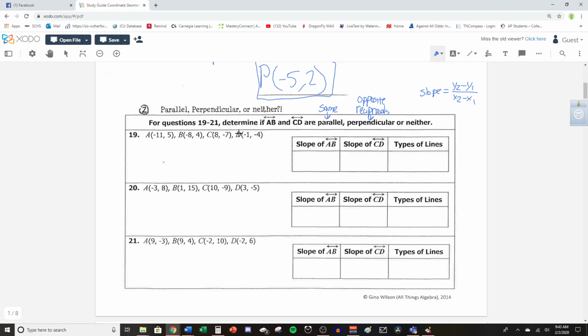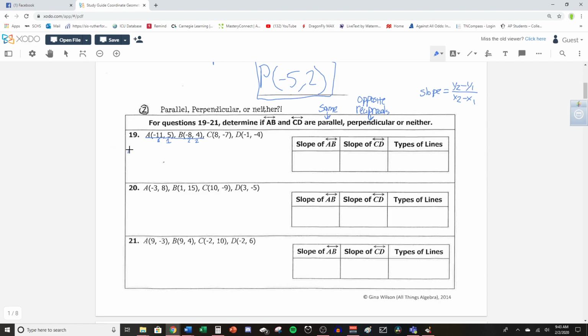First, we're going to start with the slope of AB. So I'm considering these points here. We're going to consider our second point to be B. So I like to put a 2 here and a 2 here, a 1 here, and a 1 here, just so it keeps it straight.